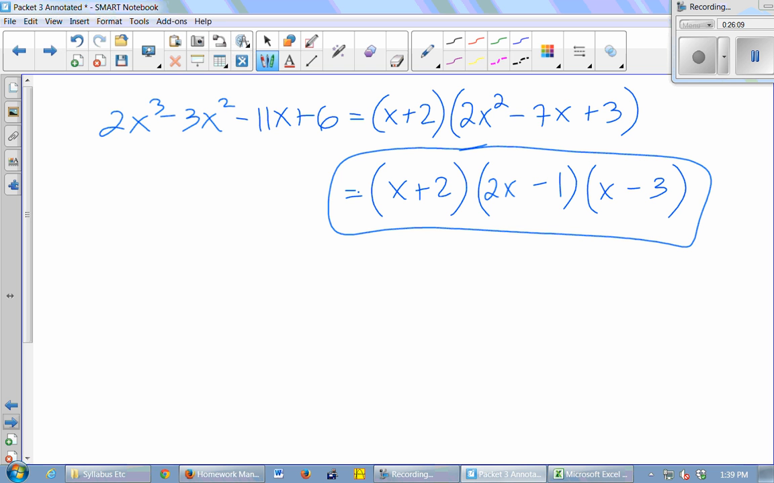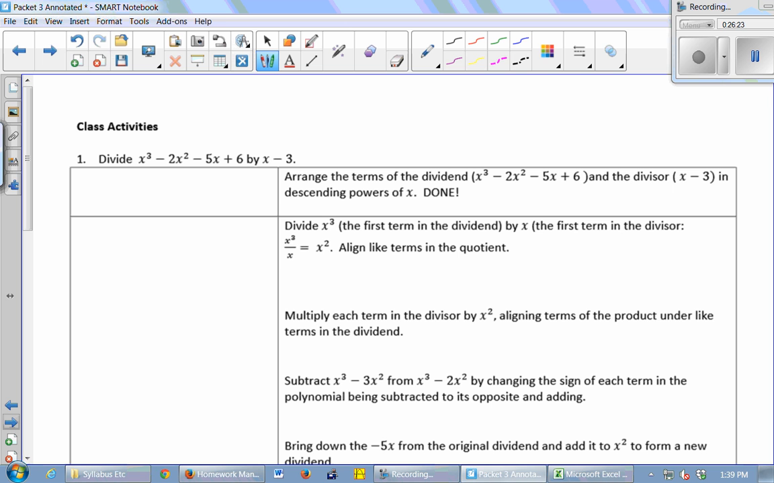And you could check by multiplying it all out. Make sure that you get 2x cubed minus 3x squared minus 11x plus 6. Okay, now it's time for you to try doing some division on your own.